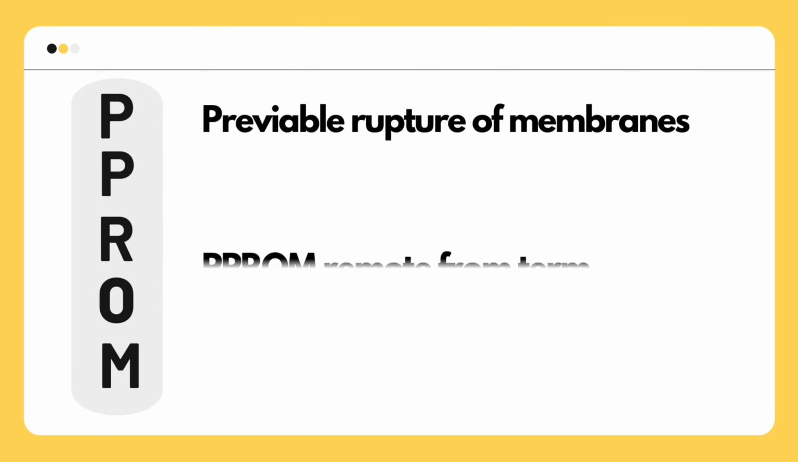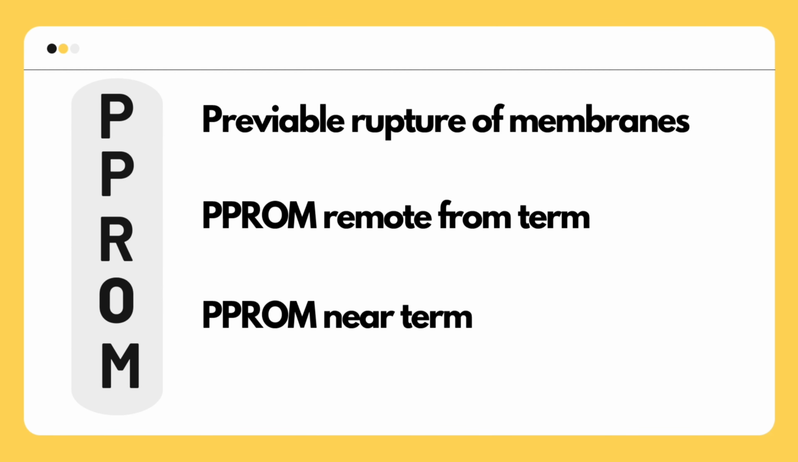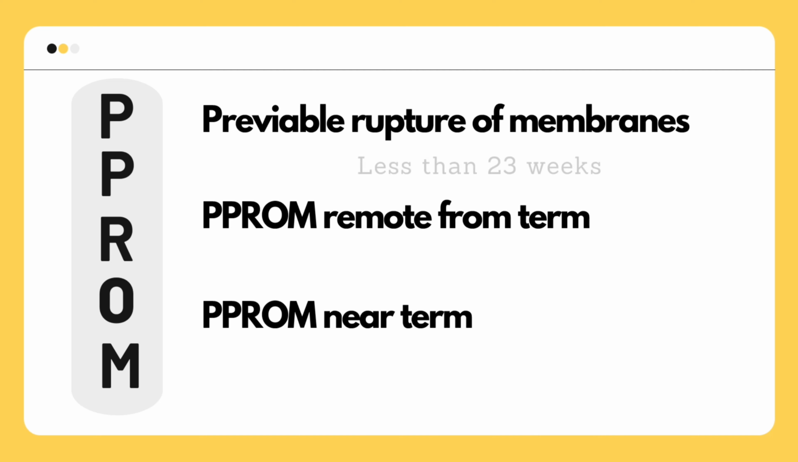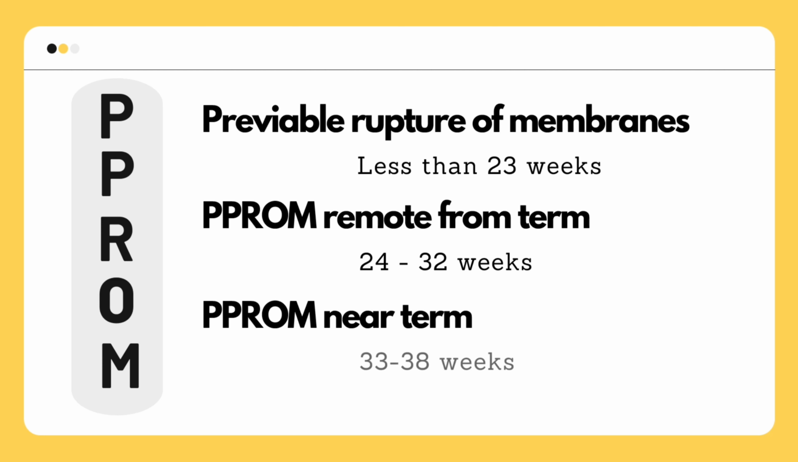Furthermore, we can classify PPROM based on the weeks of gestation of when it occurs. We call it previable premature rupture of membranes if it happens at less than 23 weeks, PPROM remote from term if it happens at 24 to 32 weeks, and PPROM near term if it happens at 33 to 38 weeks age of gestation. Depending on the age of gestation, different management options may be applicable for the patient.